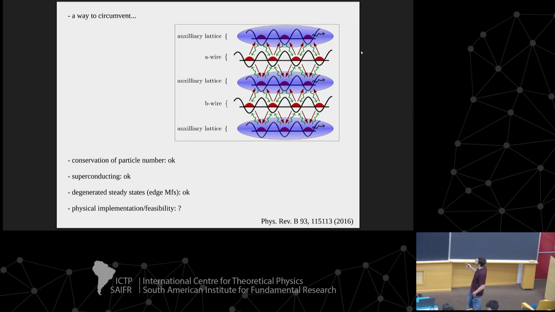But now we lose completely, not completely, but at least it seems to be not so simple anymore, how to physically implement this type of more general setting. Okay.